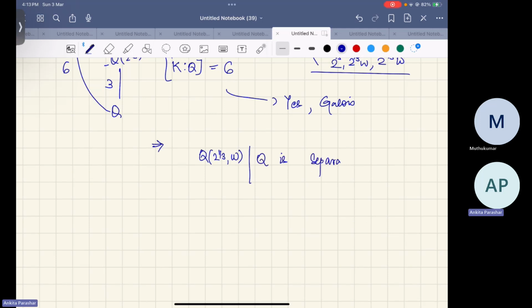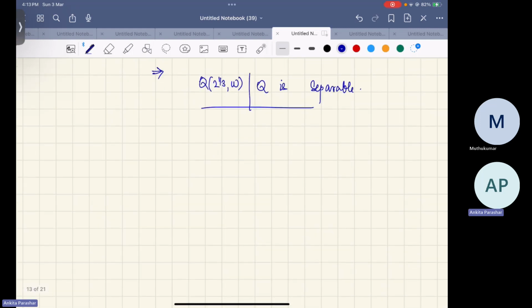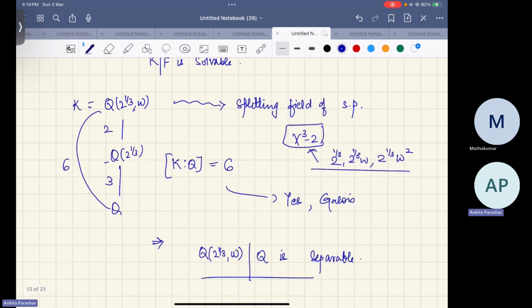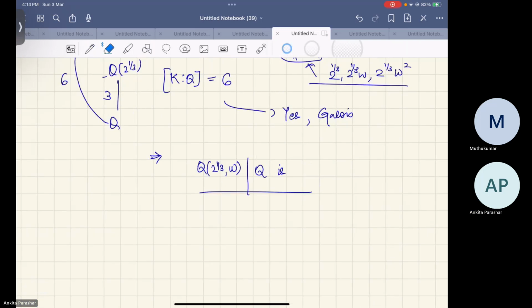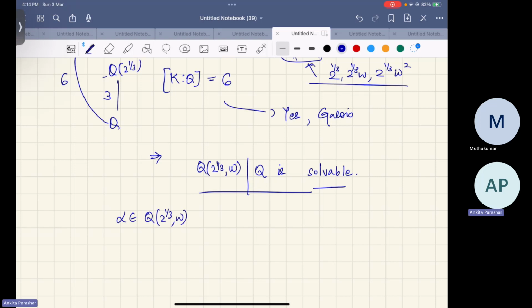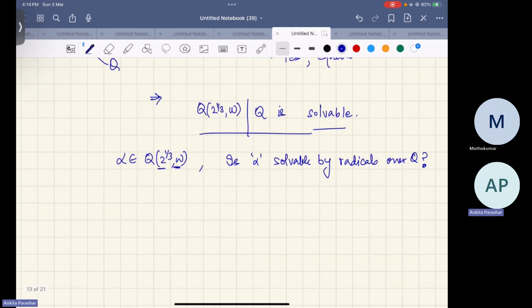Now, if I ask you not to use this theorem, use your definition of solvability. The definition says you take any element alpha in your K, Q(2^(1/3), omega). Is it solvable by radicals over Q? As you know, the generators are these, and it's quite easy to check the generators first. So if I ask you this, is it solvable by radicals?